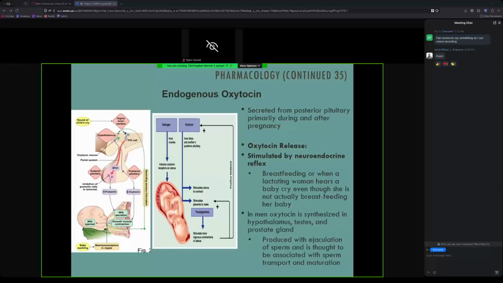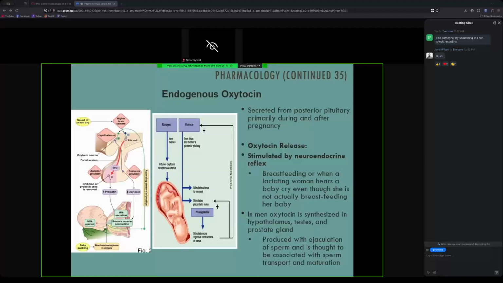So now our final hormone of the hypothalamus and pituitary axis. Continuing with the second and last posterior pituitary hormone, oxytocin. So it's secreted from the posterior pituitary, not made. Remember, the posterior pituitary does not make hormones. It stores and releases. So it's secreted from the posterior pituitary primarily during and after pregnancy.